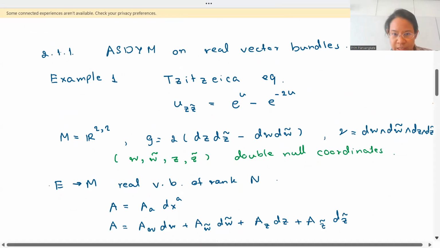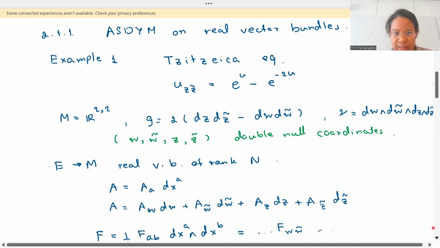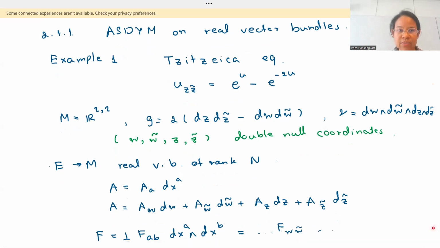I'd like to show that this is a reduction of the anti-pseudo-Yang-Mills equation on R22. So the manifold is the set R4 with a flat metric, and in this setting I'm using double null coordinates. The flat metric is of this form, and the volume form on M is this one.